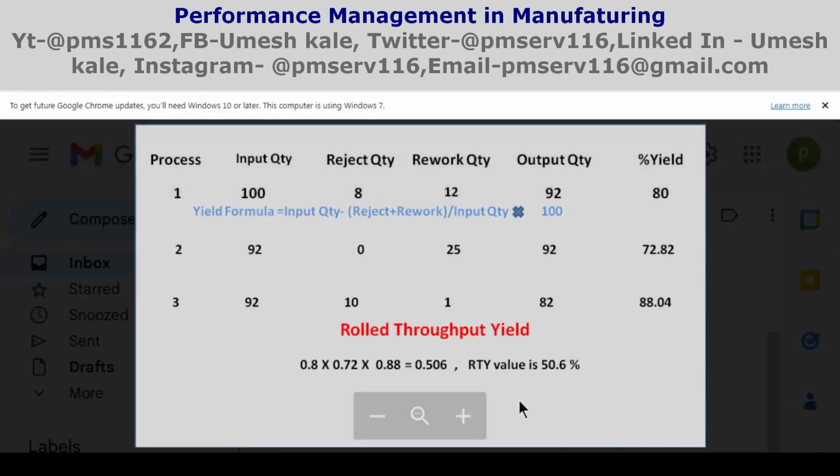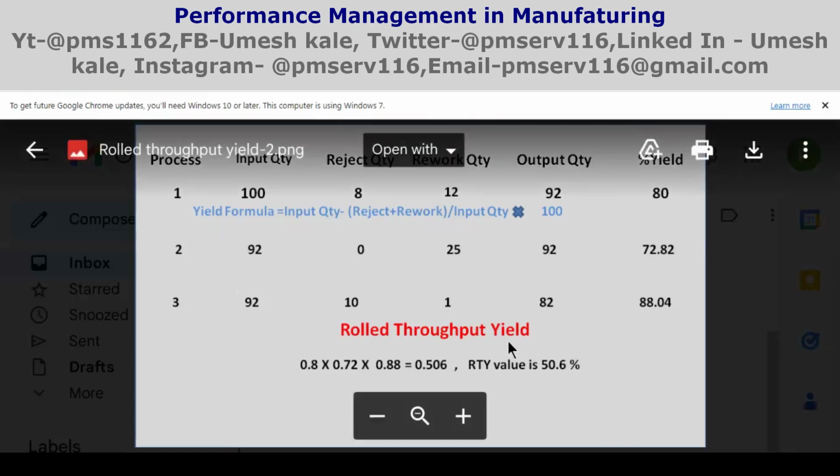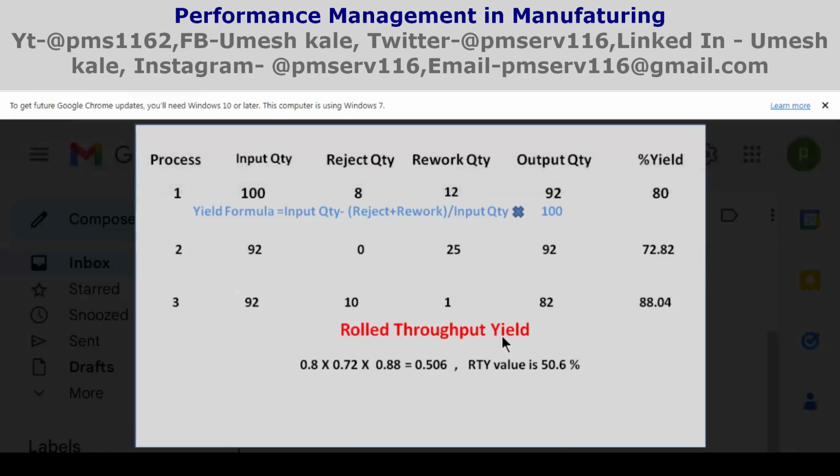In the second slide you are observing that in the top row we have shown the different heads: the first one is process, the second is input quantity, third is reject quantity, fourth is rework quantity, then output quantity and yield. If you consider process 1, the input quantity is 100 numbers, reject quantity is 8, rework quantity is 12, and output quantity is 92 numbers.